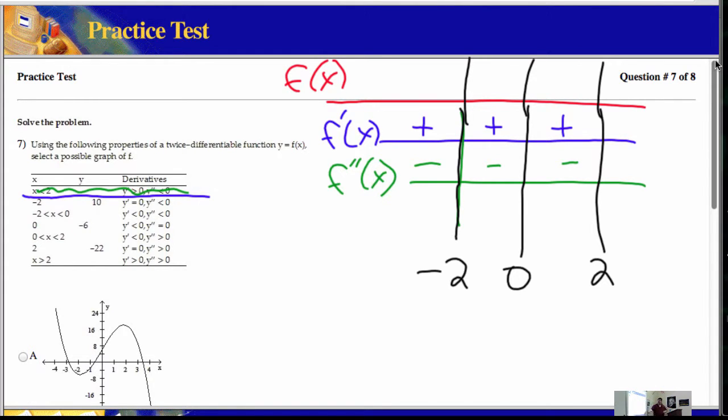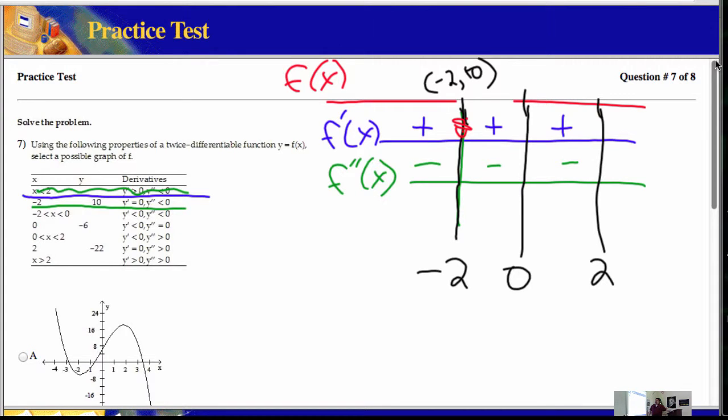Moving on to the next line. When x is -2, what is y? 10. So here we've got the point -2, 10. That's f of x, right? But it tells us that y prime equals 0 at -2, right? So that means this is a critical point right there.